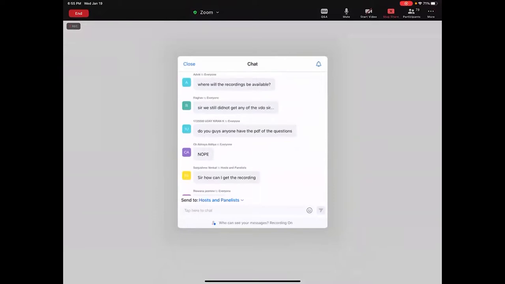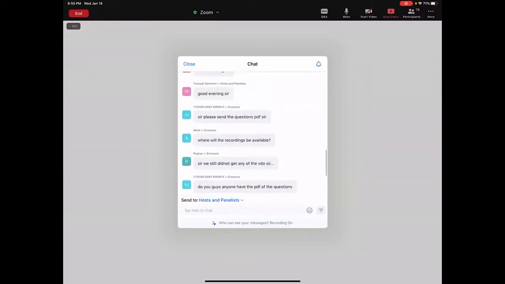Uday Kiran, while the class is happening, you can take a screenshot of the class. We cannot share the document I have shared. The questions I cannot share; the solutions I can share with you. So for the questions, you have to take screenshots while the class is happening. That's how you get the questions with you. Question paper PDF, the same thing.